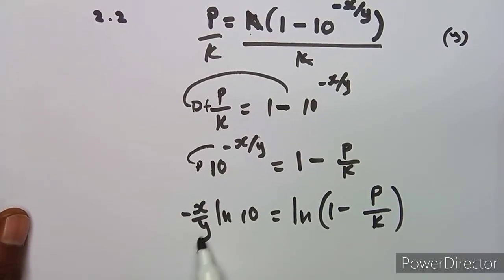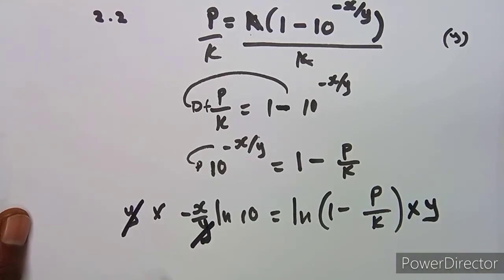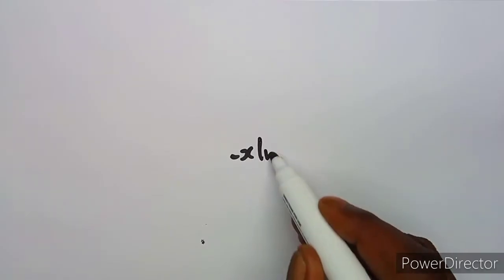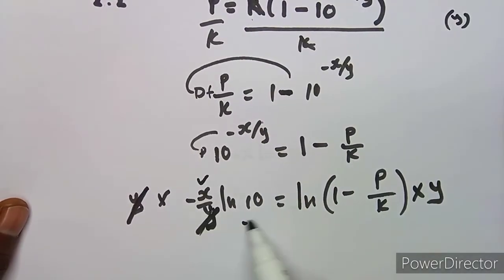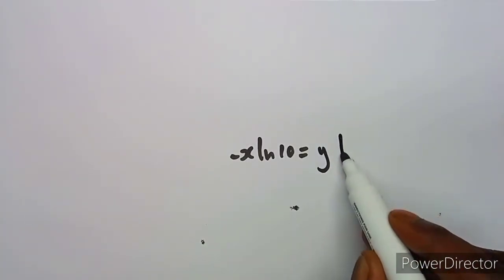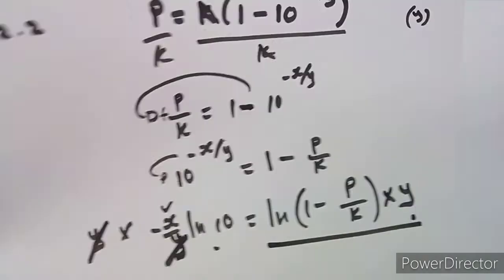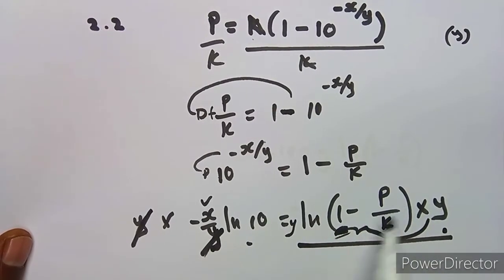All right, so I want to make y the subject, but this y is in the denominator here, so I'm going to multiply by y both sides so that it can be in the numerator there. So remove this y here. I'm going to be left with minus x ln 10, which is equivalent to y times ln of this, so it's going to be y ln of 1 minus p over k, just like that. This y has no power to multiply inside the bracket, it's just y there. There's no power to multiply.